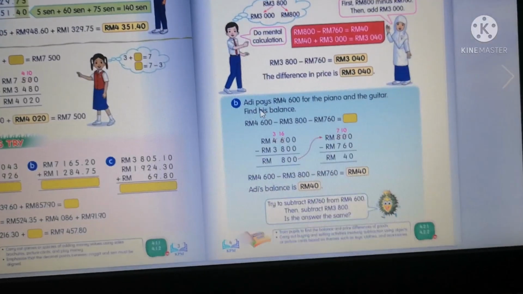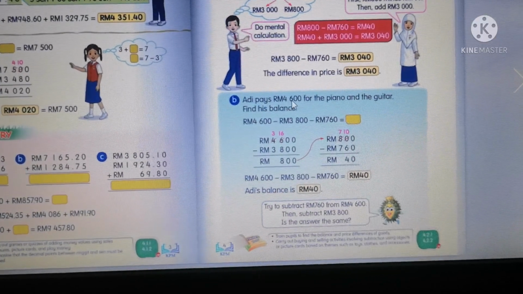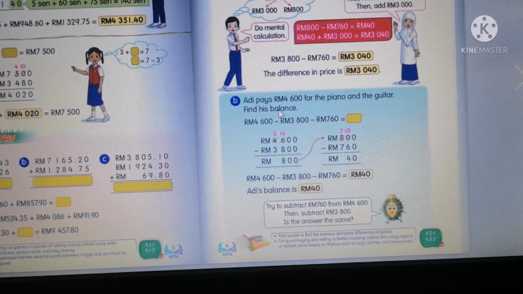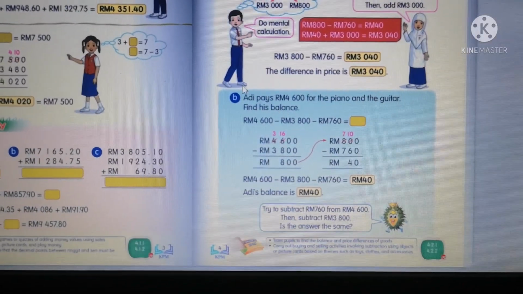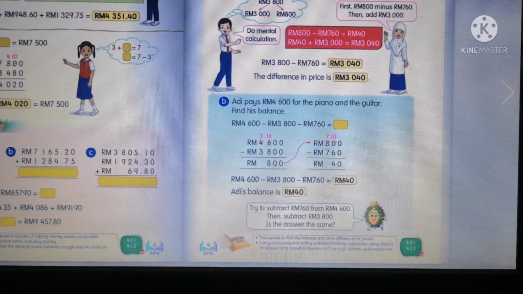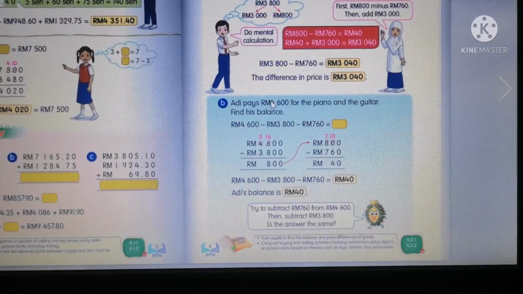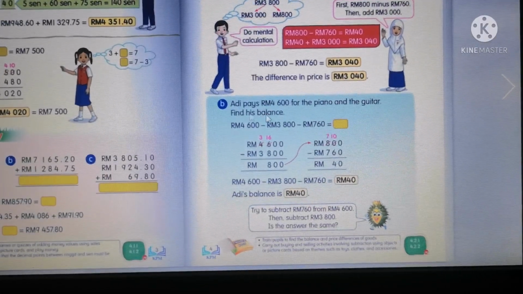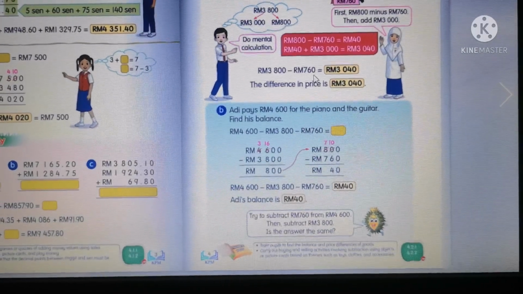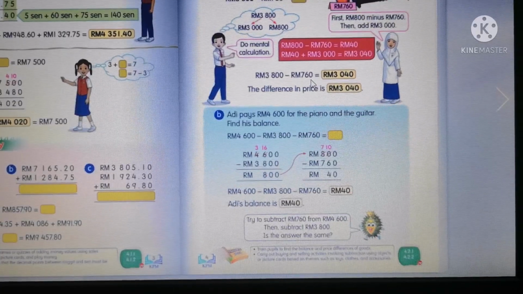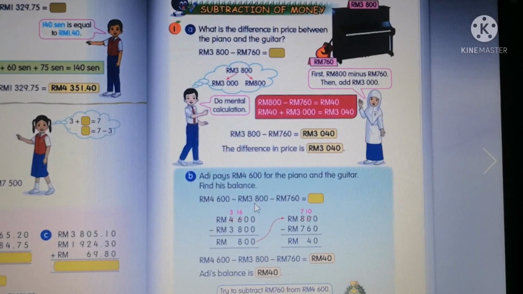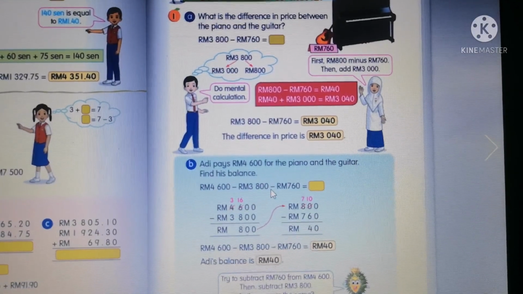Okay, now B. Adi pays RM4,600 for the piano and the guitar. Find his balance. Okay, sekarang mereka tanya Adi tu dia nak beli dua-dua, piano dengan gitar. Jadi dia bayar secara cash RM4,600. Dia bayar, lepas tu dia dah beli yang ni dengan yang ni. Sekarang penjual tu kena bagi baki pada Adi. So berapa baki yang dia akan bagi pada Adi?